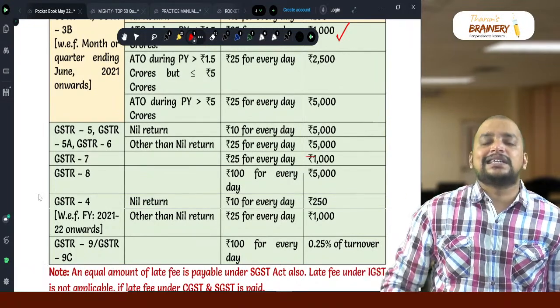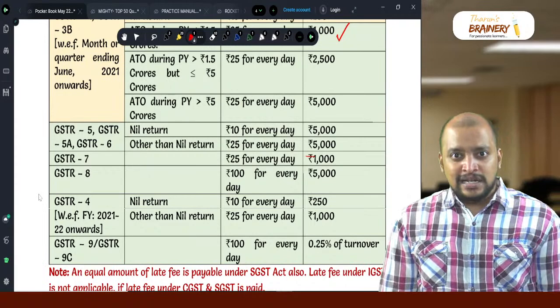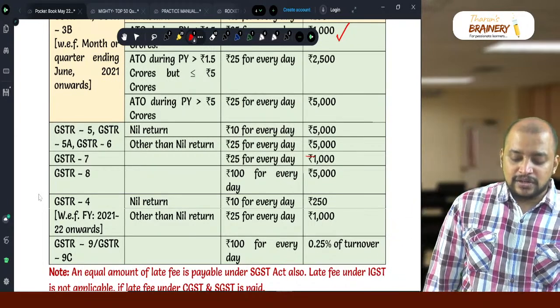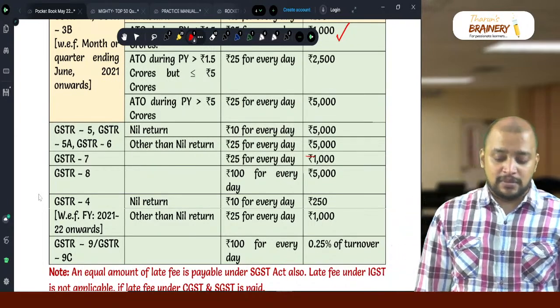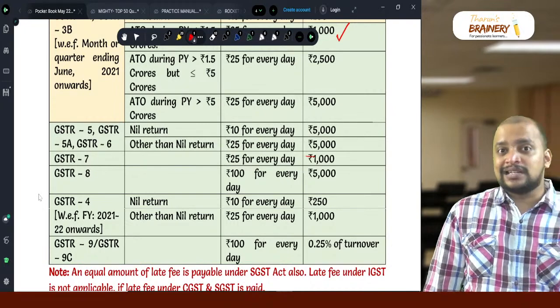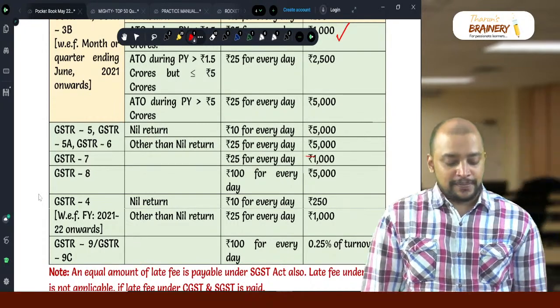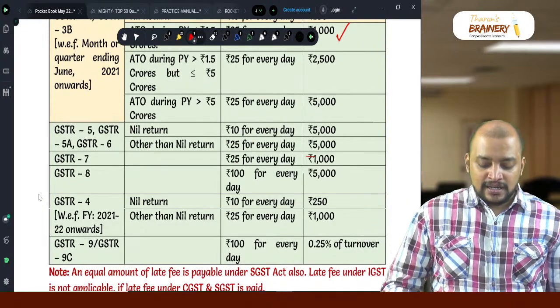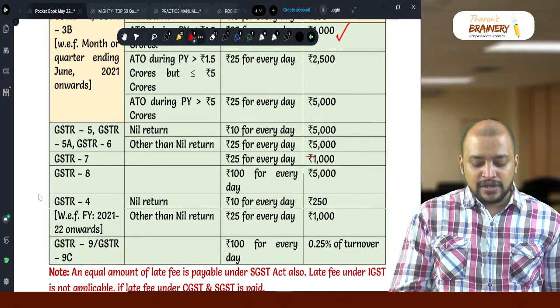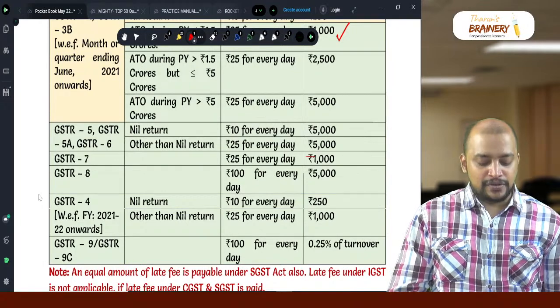Then GSTR 7 is TDS deductor. So GSTR 7, that is 25 rupees per day, subject to maximum 1000, whereas GSTR 8, 100 rupees per day, subject to maximum 5000. That's the difference here.